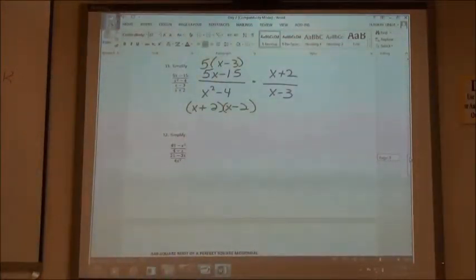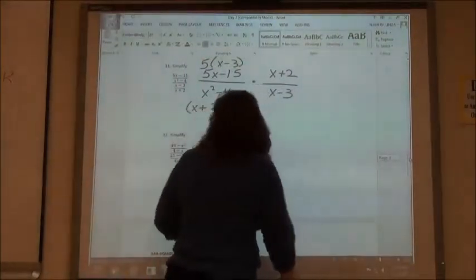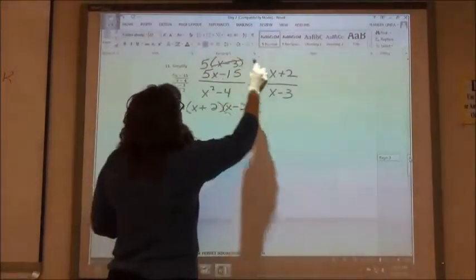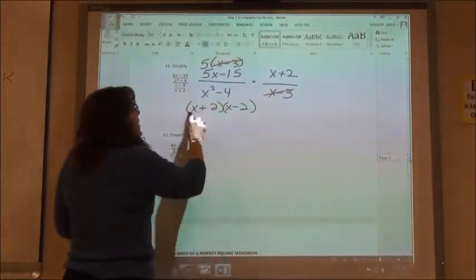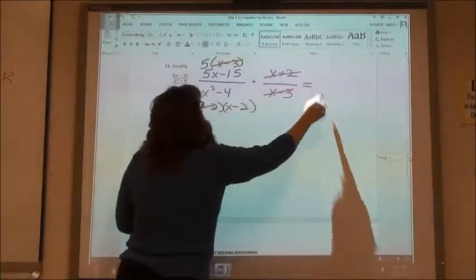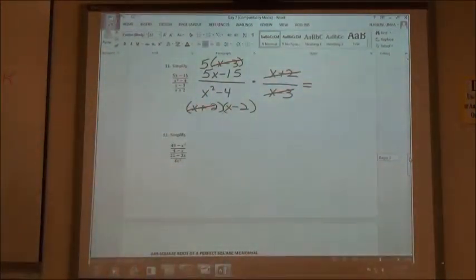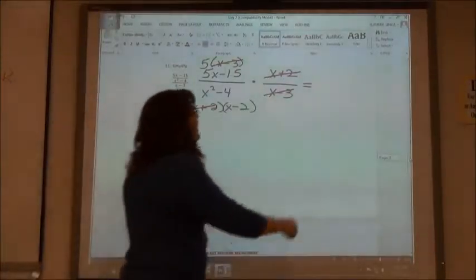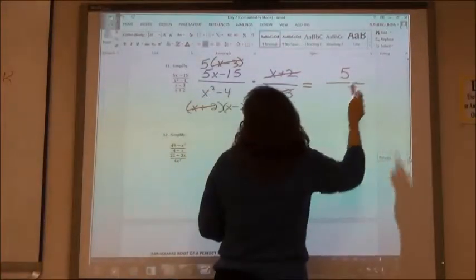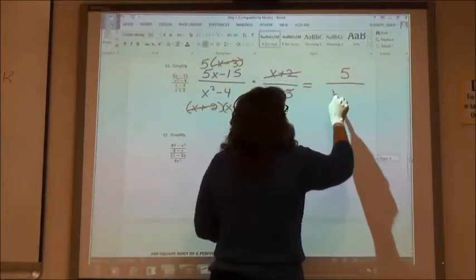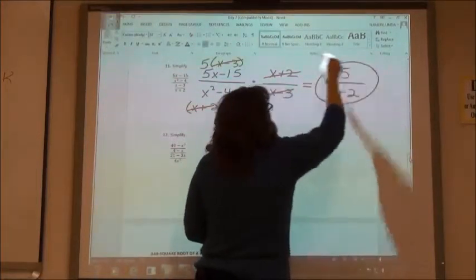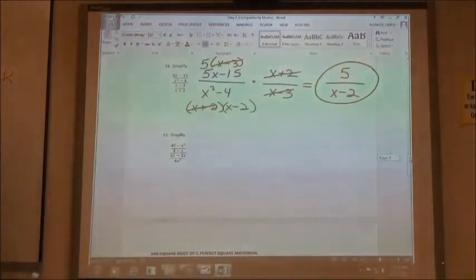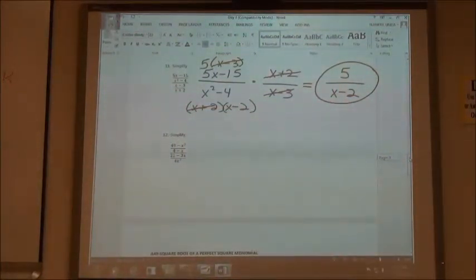Second fraction, there's nothing we can factor out. I don't have any squareds and I don't have any greatest common factors, so now I can just go to my canceling. I can cancel out the x minus 3's. I can cancel out the x plus 2's. That doesn't leave me a whole lot left. On the top I have a 5, and on the bottom, an x minus 2. All right, go ahead and try the next one there.